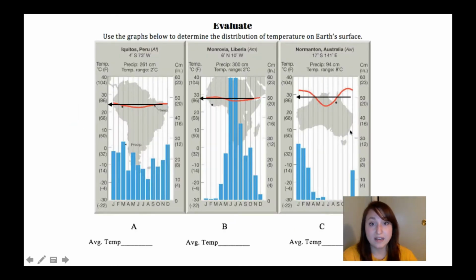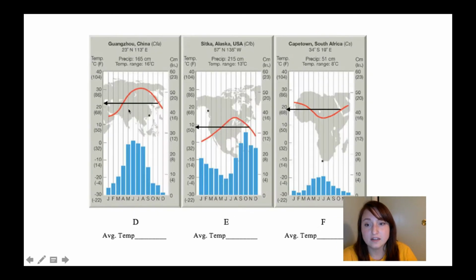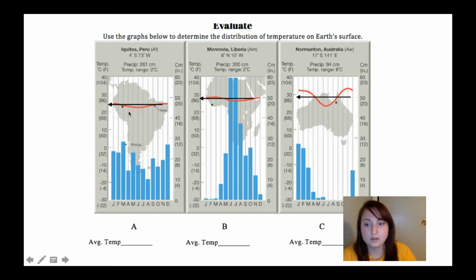Now on to our main objective of the day. We're going to be using these graphs to determine that the average temperatures of the Earth vary with sunlight. So first thing, we're going to identify the continents that are being evaluated here. These black dots indicate, and so we're going to use our graphs to determine how temperature is varying with latitude.